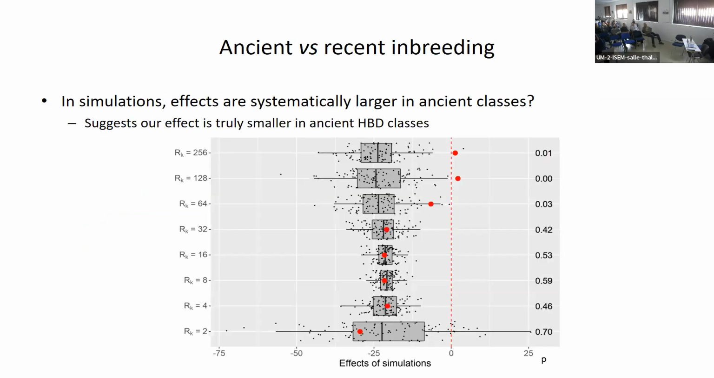For instance, if we simulate constant inbreeding, we get the gray box plot, and we would get an effect around -22 always with all the classes. And in all situations, for the ancient inbreeding, we would get a higher effect than what we got in our data. So it might indicate that if the inbreeding effect was constant, we should observe a higher effect.